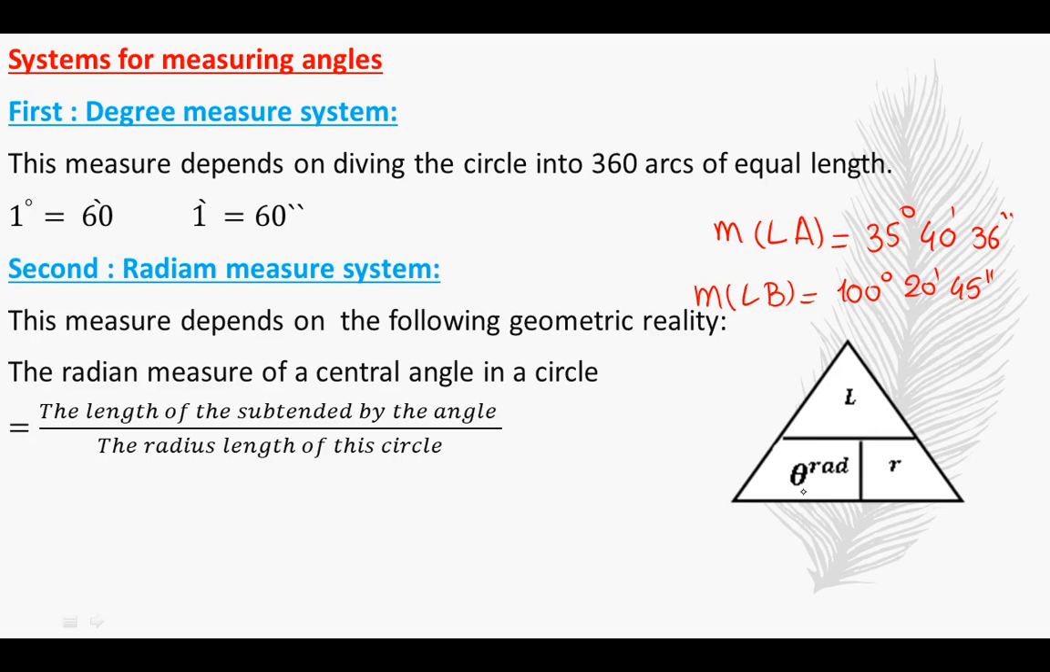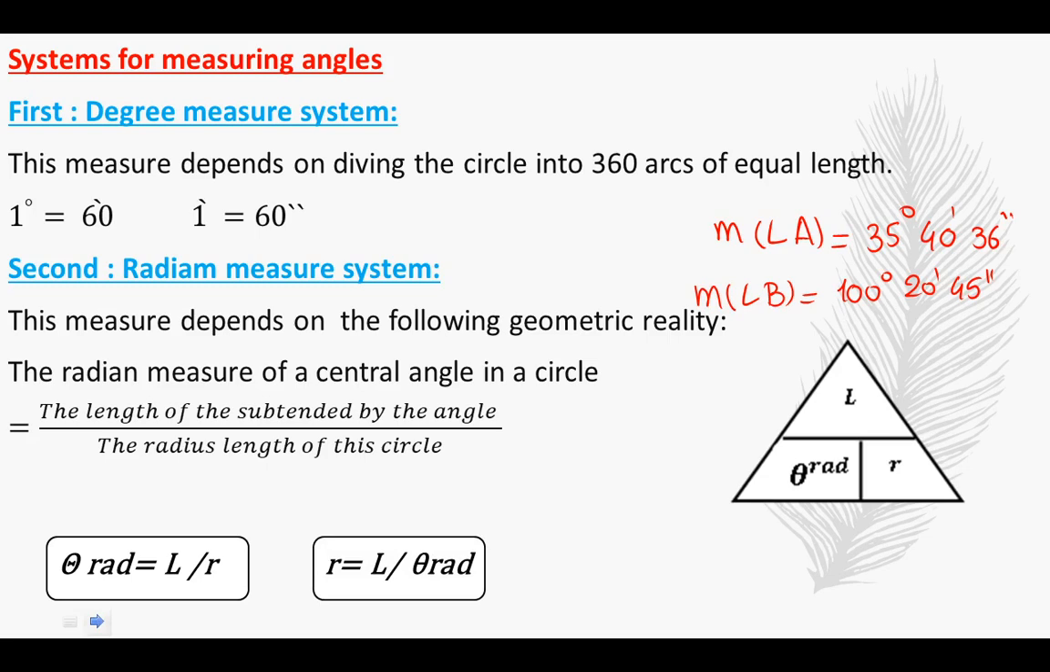So theta radian equals L over R. L, the length of the arc, equals R multiplied by theta radian. And the radius length of the circle equals the length of the arc divided by theta radian. As you can see, theta radian equals L over R, R equals L divided by theta radian, and the length of the arc equals theta radian times R.